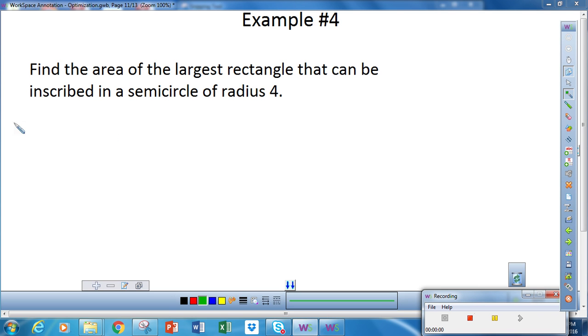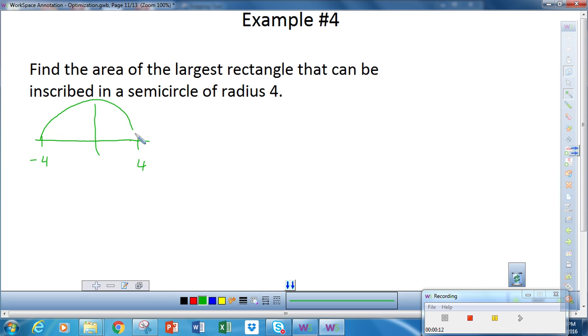Okay, so this question asks us to find the area of the largest rectangle that can be inscribed in a semicircle of radius 4. So let's start by drawing a picture of a semicircle. I'm horrible at drawing these, especially on this little board, but imagine that's a semicircle, and I want to inscribe a rectangle inside of it, so it looks something like this.